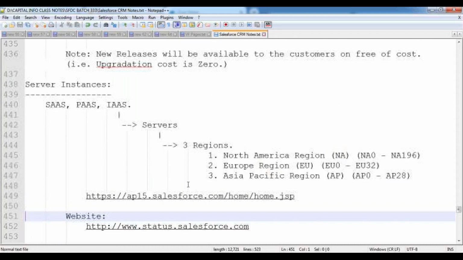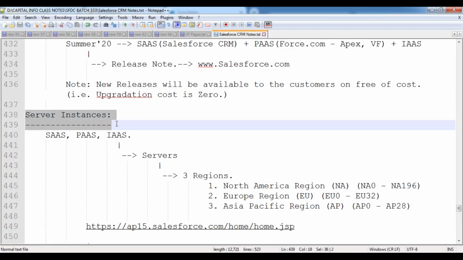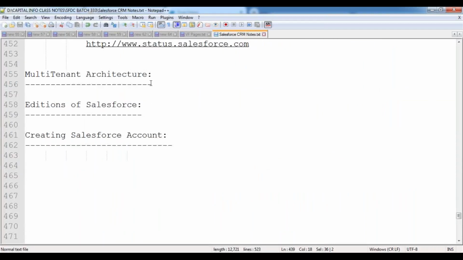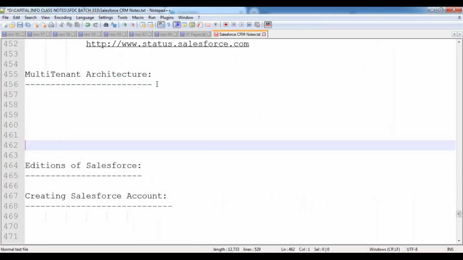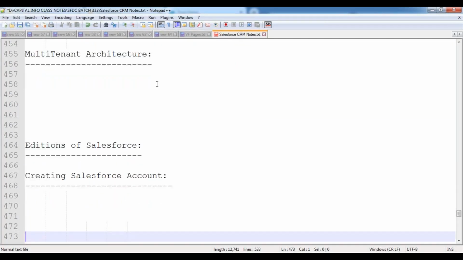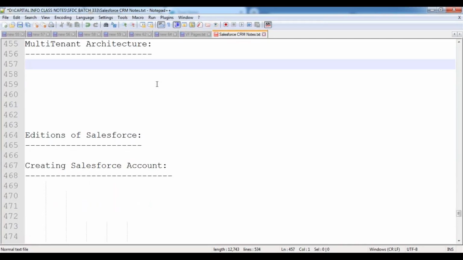The next one. This is the information about the server instances, the statuses, and the maintenance calendars that we can verify for each and every server. The next concept is multi-tenant architecture. What do you mean by multi-tenant architecture? What are the various benefits and advantages of multi-tenant architecture? Now let's see practically.